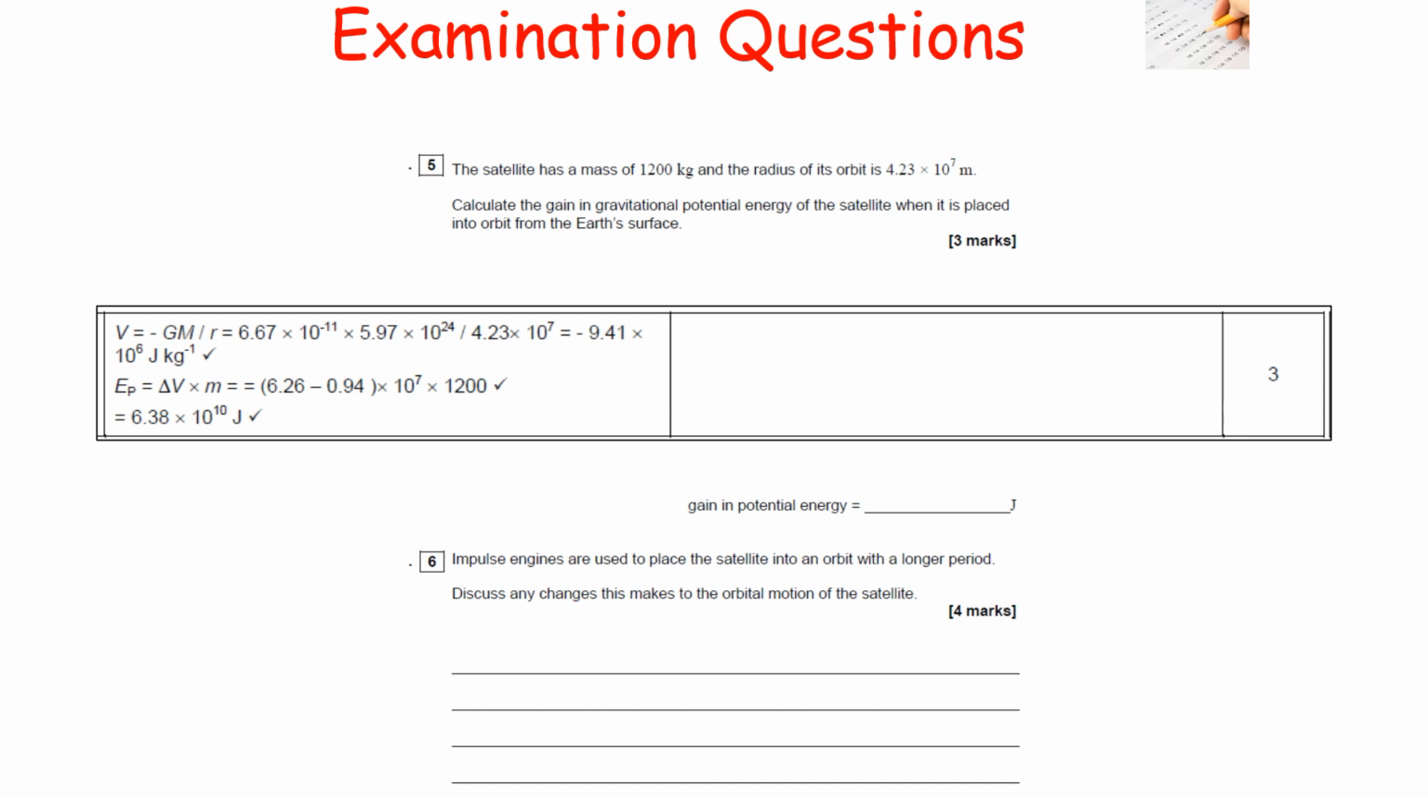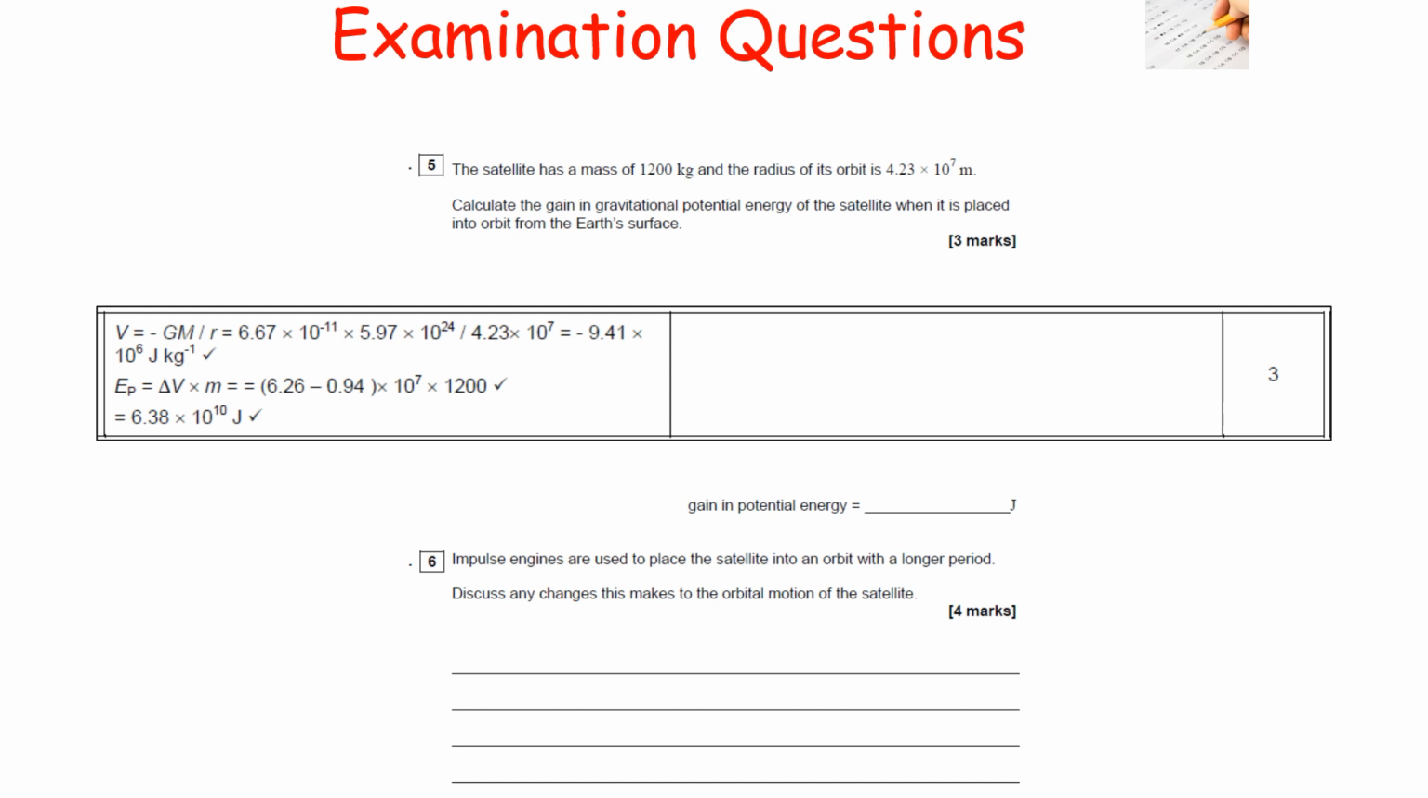We then say potential energy is the change in potential, so it's the difference we just had from the previous one and now our new value, multiplied by the mass. And we know the mass of the satellite, small m, because small m is the object that's not making a gravitational field, it's just in it. So it's 1,200, so we get our answer to be 6.38 times 10 to the 10 joules.